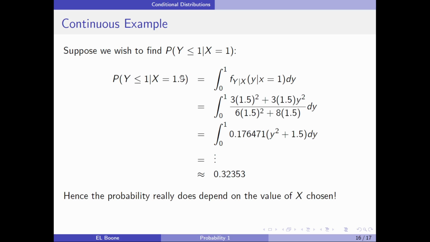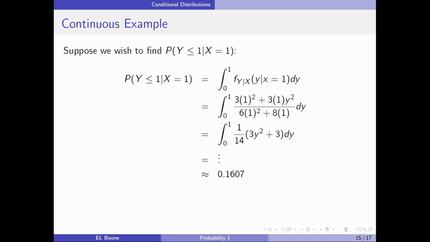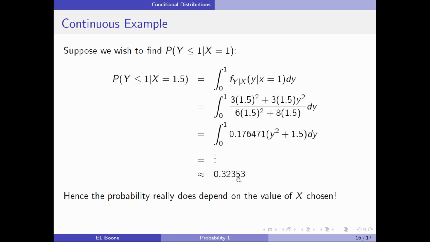Now, what happens if we choose x equal to 1.5? Well, if we choose x equal to 1.5, notice we go through and plug in 1.5 everywhere for x. This is our normalizing constant now. And then we end up here with 0.3253 as our probability. So the probability really depends on the value of x. Because if I look here, it almost doubles the probability just by changing it from 1 to 1.5. So be aware of that.